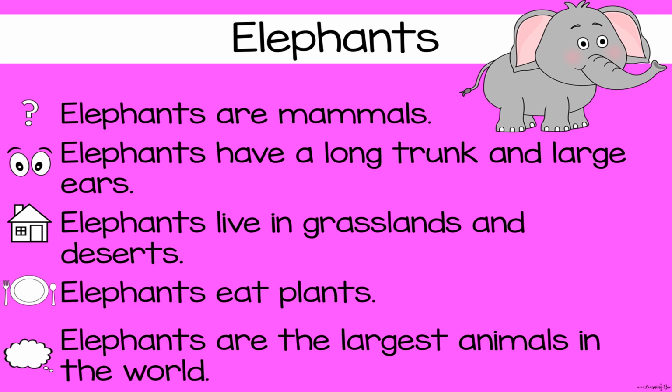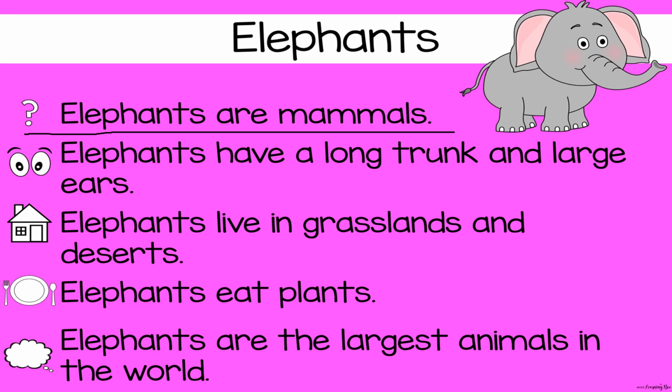So let's do the first one. Let's classify the elephant first. Here's our classification for elephants. Elephants are mammals. Remember, we spoke about those different groups of animals yesterday. We said that an elephant is a mammal. Well, that's what we're putting in our classification sentence today. Elephants are mammals.